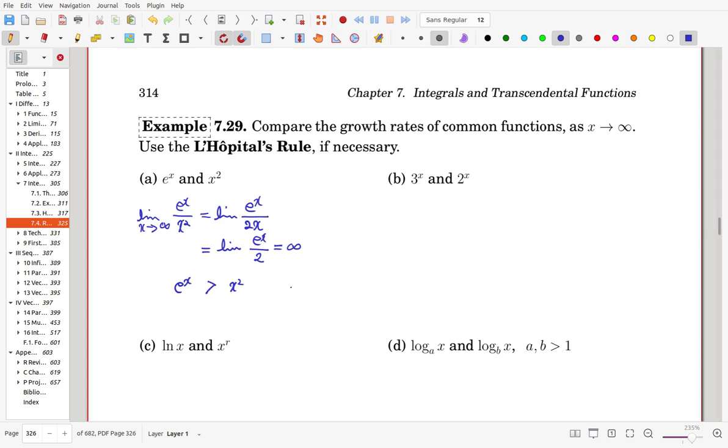Now 3 to the x and 2 to the x. The same way, we start with the fraction 3 to the x over 2 to the x. That is the same as 3 over 2, to the x. 3 over 2 is larger than 1, and as x approaches infinity, the whole value will converge to infinity. That means 3 to the x is growing faster than 2 to the x, right?